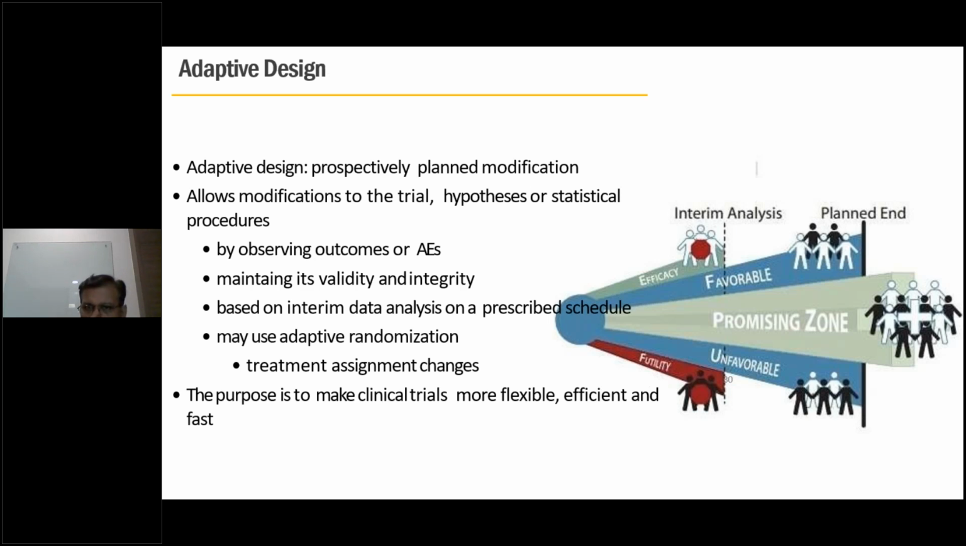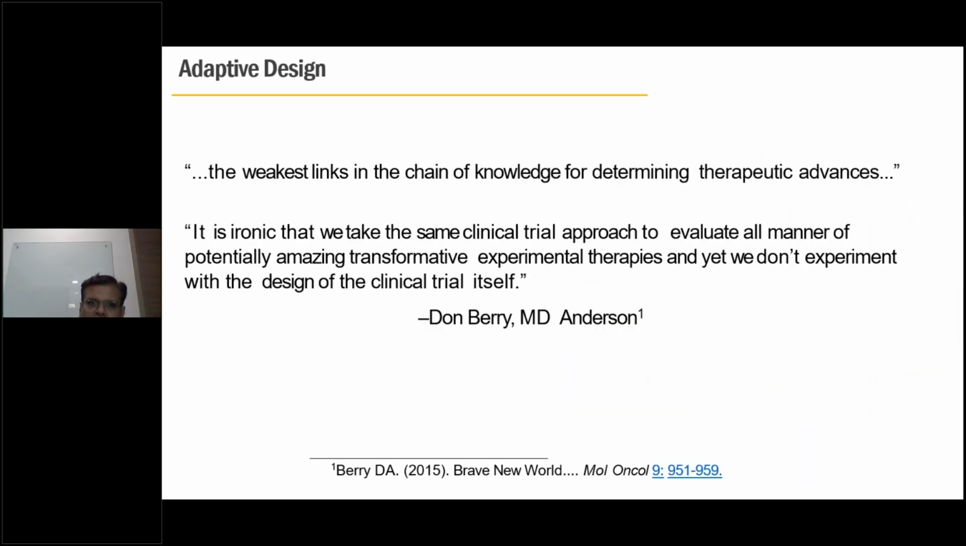There are also studies now being designed on a special type of adaptive design. I'm not sure if you know what adaptive design is, but I'm sure you know Jeff Bezos. For those who don't know, Jeff is the owner of Amazon. I think everyone knows Amazon.